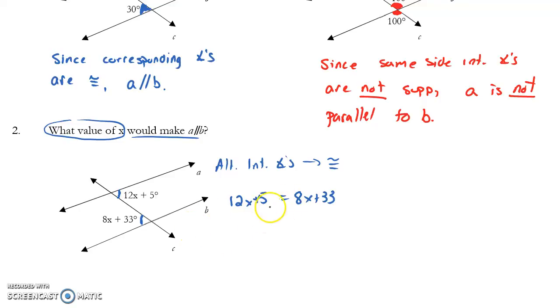In this case, it's just a matter of solving for x now. Subtract 8x from both sides. Subtract 5 from both sides. Divide by 4. And x equals 7. Now I know that if x were 7, my lines would be parallel. If x were anything but 7, my lines are not parallel.